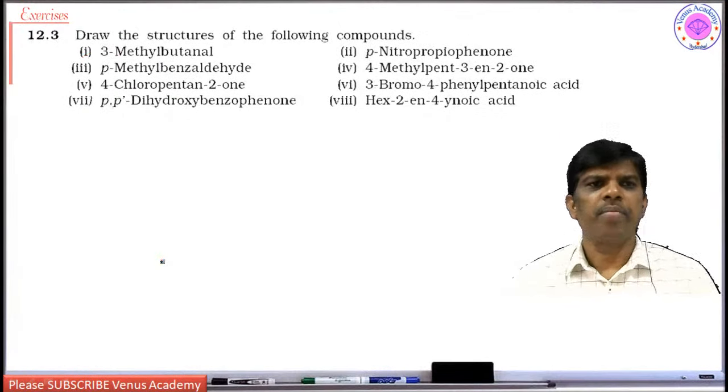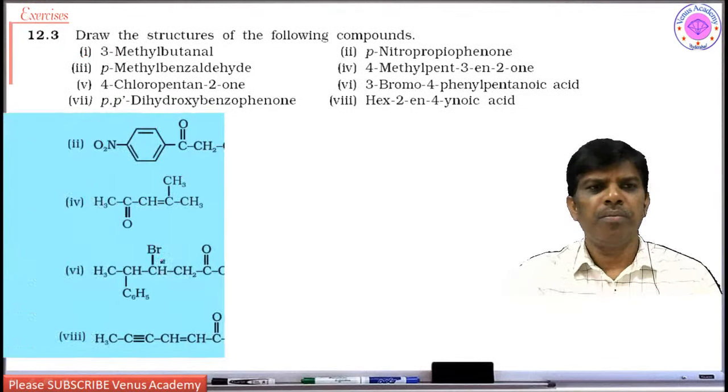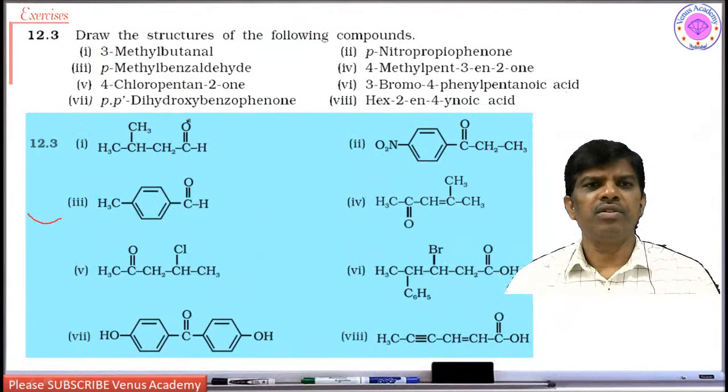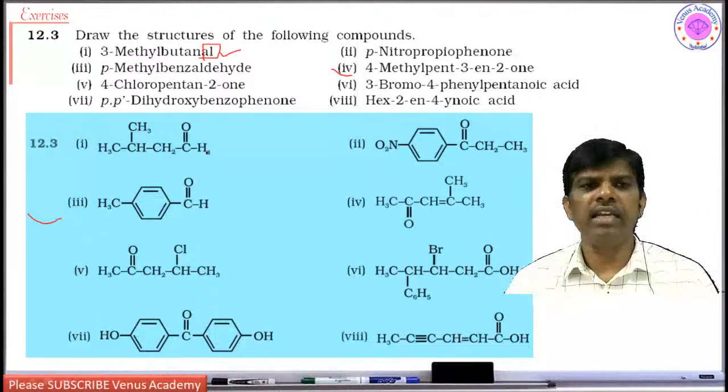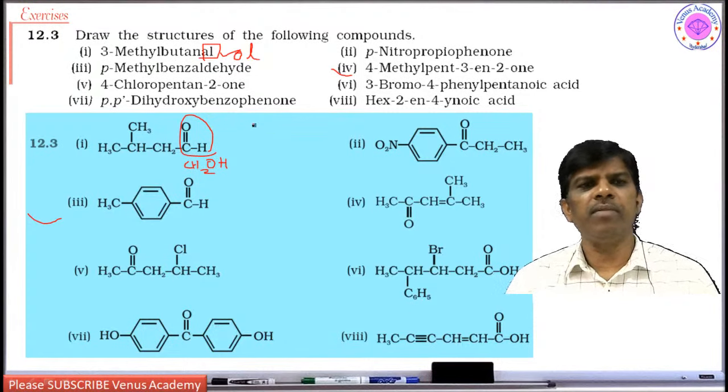Yes. Next, draw the structures of the following compounds. Based on the names, you can write the structures. So they have given the aldehyde IUPAC name 3-methyl butanal. Always there is a confusion, students. So don't confuse. Wherever you find Al, it is aldehyde. If it is Ol, then it is alcohol. Suppose 3-methyl butanol, then it is going to be CH2OH. Yes, so then it is known as butanol. Remaining nomenclature will be the same.